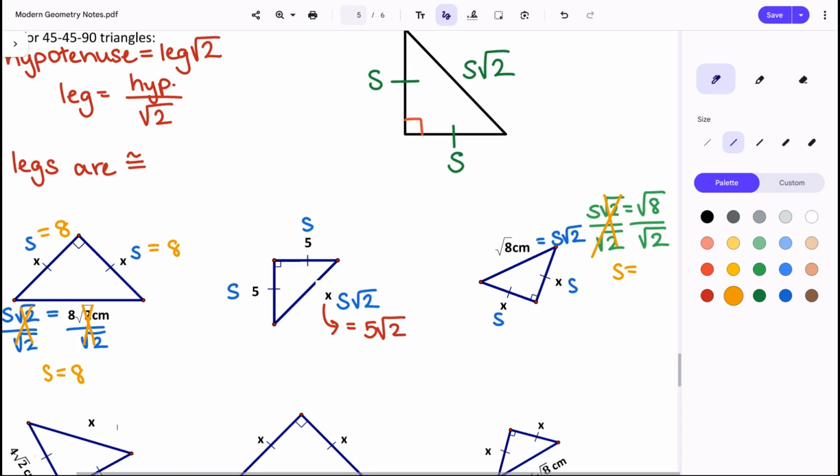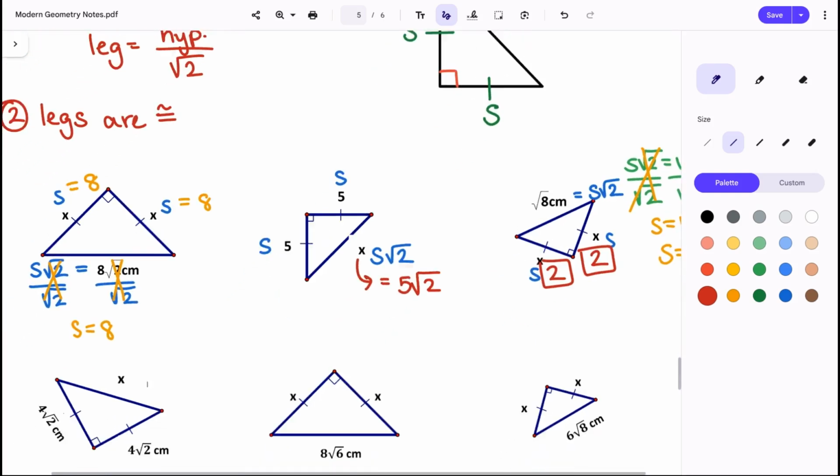What is 8 divided by 2? Good, it's a 4. Now that's still underneath the square root. And what is the square root of 4? Good, just 2. So what are your side lengths here? Good, 2 and 2. Good. Okay, let's do another one. These ones are going to start to get a little more challenging down here.